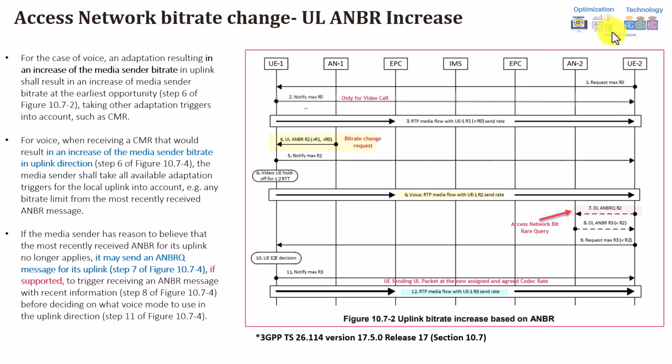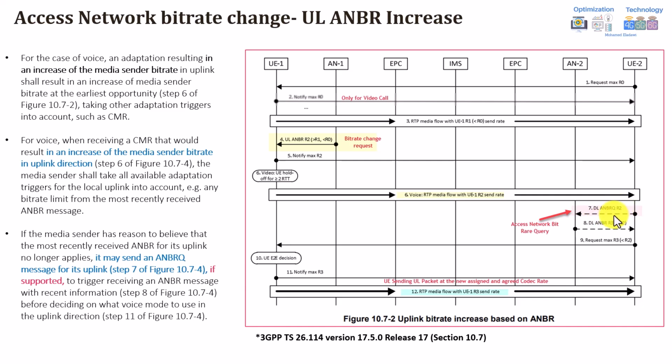But in some particular scenarios, if the other user, which is user two, believes that the most recently received MBR, which is the new MBR being sent for its uplink, no longer applies or cannot be accommodated by this particular user, it will send something called AMBR query, which stands for Access Network Bitrate Change Query, requesting the NLB to check its radio condition, for example, and assign another bitrate instead of the one being sent by user one. This for sure requires the capability on both devices, the capability of this AMBR query, which stands for query.